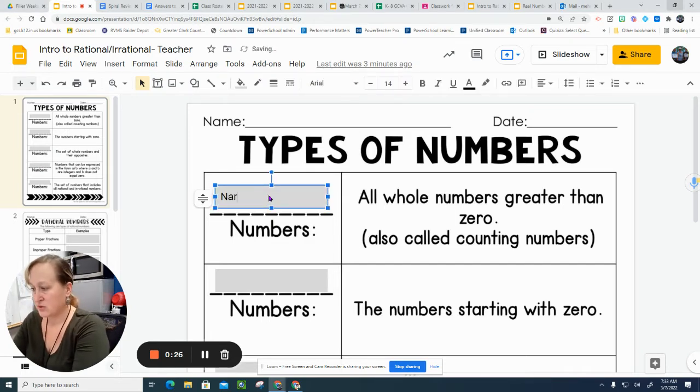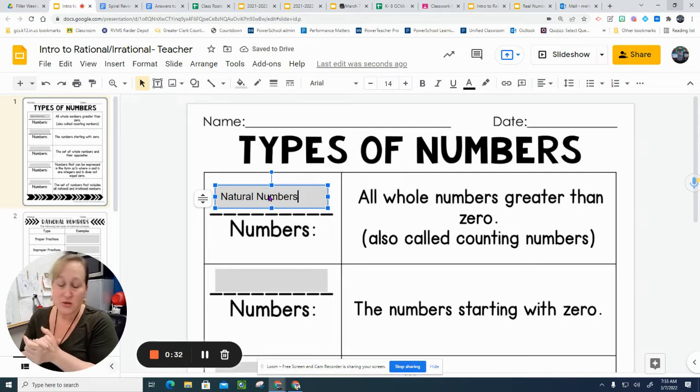These are your natural numbers. These are the ones that when you're little and you're introducing numbers, you can go 1, 2. Oh, I have 3 pieces of candy. So that's your basic number system. They come naturally to you.